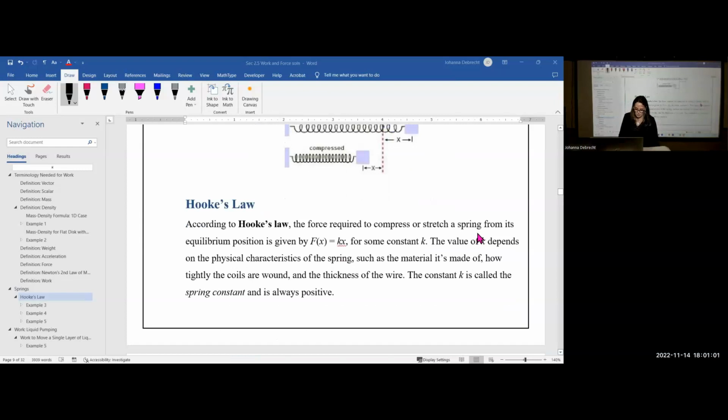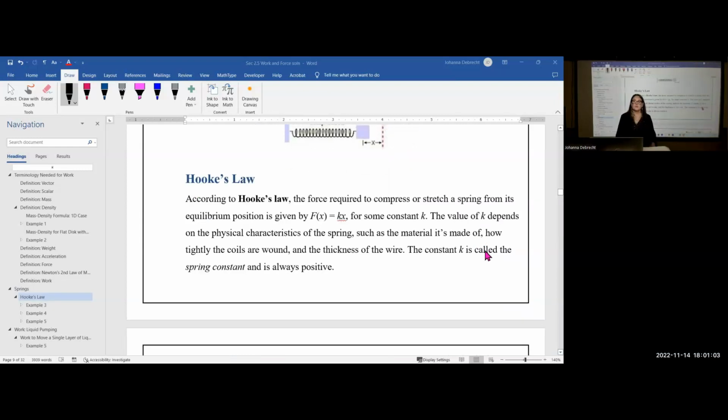Now we want to talk briefly about Hooke's law, at least as we apply Hooke's law in mathematics. Hooke's law basically says that the force required to compress or stretch a particular spring, like this one, from its equilibrium position is given by the force equal to kx for some constant k. Now, what does k depend on? K is called the spring constant.